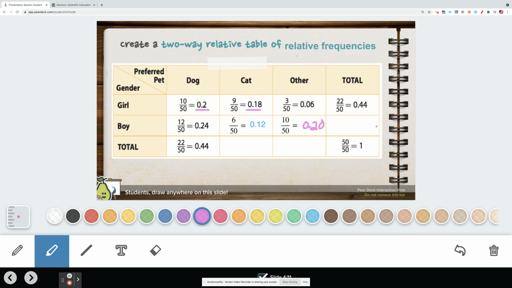Now I think I can add across just like I did before, but this time I'm going to add my decimals. So let's add our decimals. We're going to add 0.24 plus 0.12 plus 0.20. Okay, so that's 0.36 plus 0.20 is 0.56. And that makes sense because when I add these totals in this column, 0.44 plus 0.56 is one whole. And I always expect one whole. So I'm just going to ask you to add your decimals in the column for cat and the column for other, and then double check that when I add these 3 decimals together, I get 1.